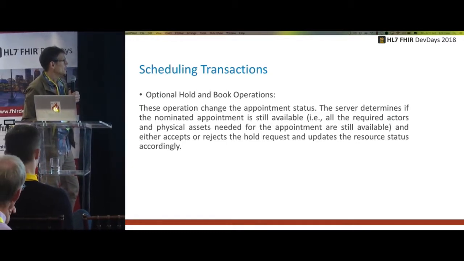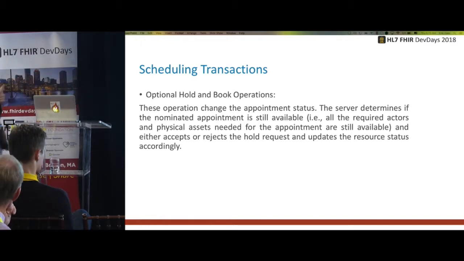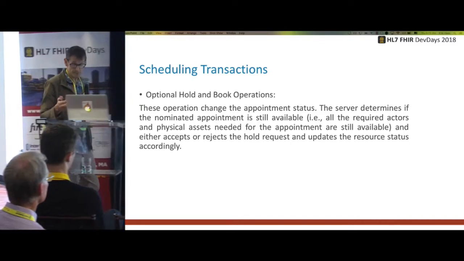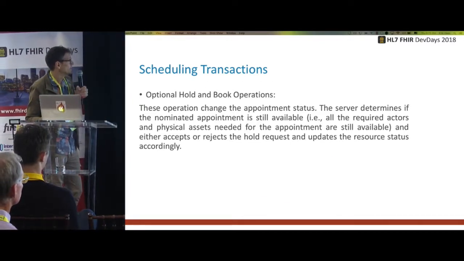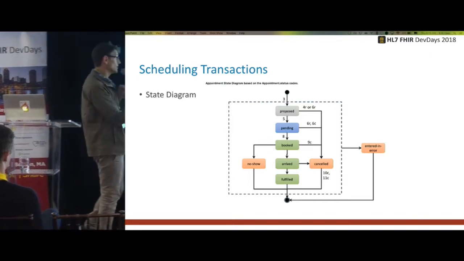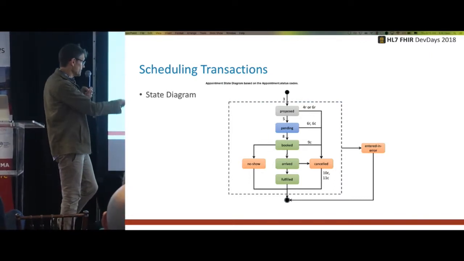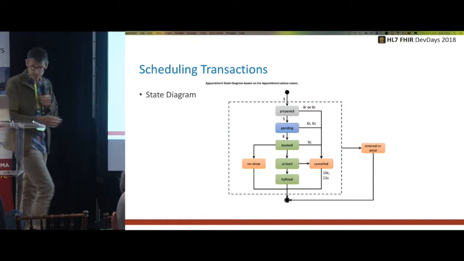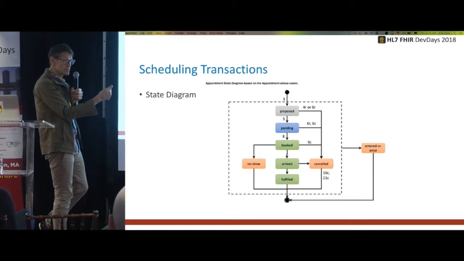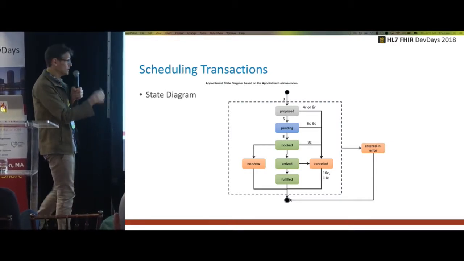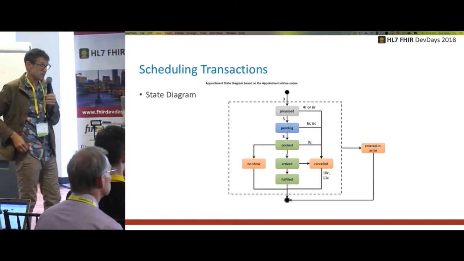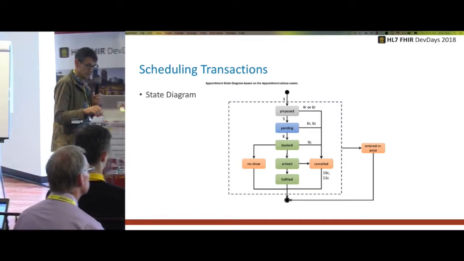Okay, so once you book the operation, you're done, in a very simple case. There are other steps, and here's a state diagram, and this is something I'd encourage you to look at in the IG. There's a whole table below this, but a lot of the booking and holding operations are really changing the status on the appointments. So you propose an appointment, then you maybe make it a pending appointment, and then you book it. So a lot of the operations are going to be manipulating these states on the appointment resource.